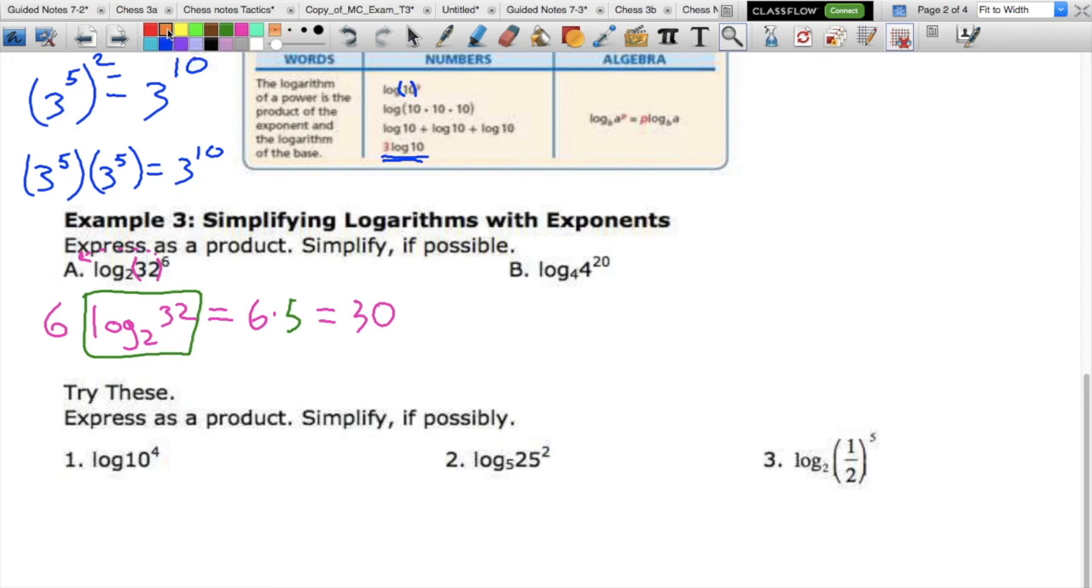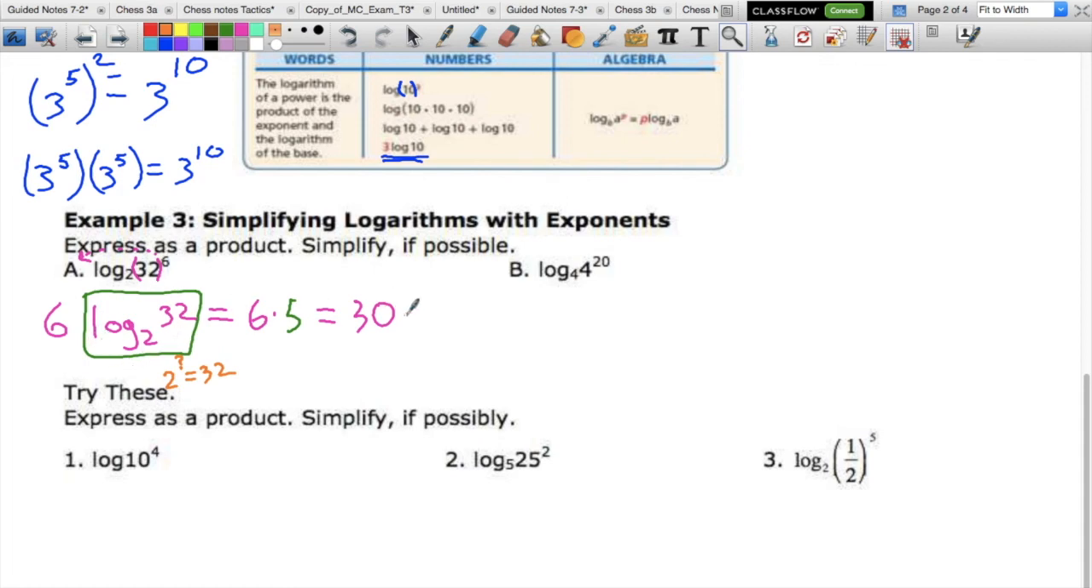6 times 5. This is 6. We agree that we can bring the 6 out because that's the new property I just shared with you. Log base 2 of 32. Well, 2 to what power is 32? 2 to some power equals 32, and 2 to the 5th power is 32. So this entire thing equals 5. So 6 times 5 is 30.